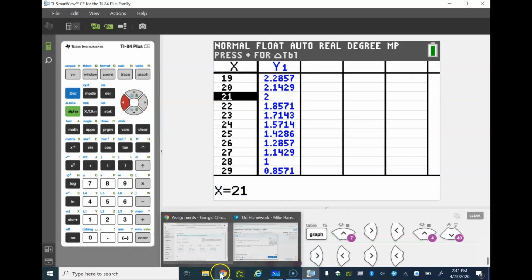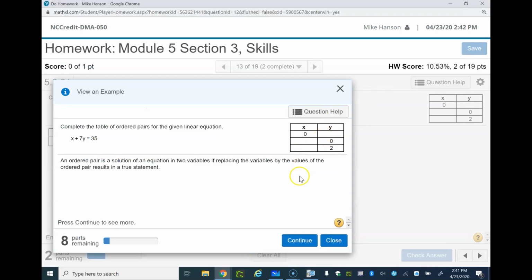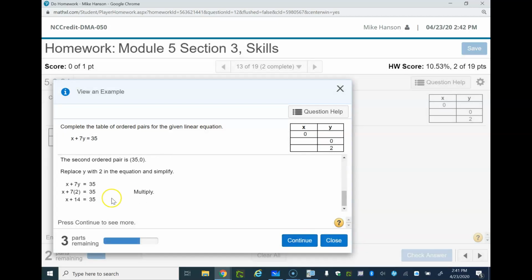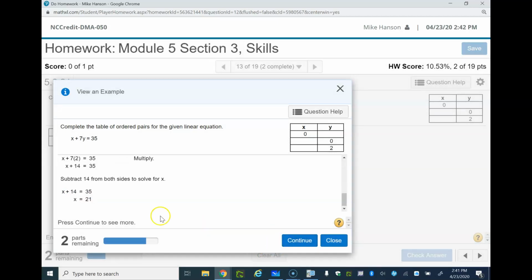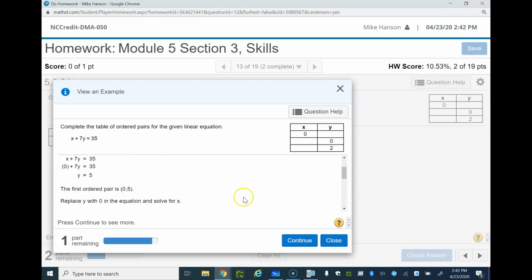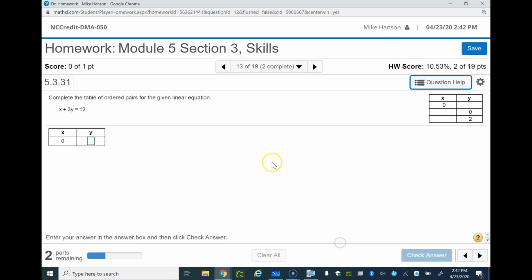So just like that, we actually found all 3 of these boxes. And like I said, MyMathPlus explains by you just plugging in the number. They don't change the problem to y equals, but I showed you both ways. So here's a 21 for 2. Here's the 35 for 0. And the last one should be 5 for here. So that's just a quick overview of section 3. Let's go ahead and go through section 4 now.